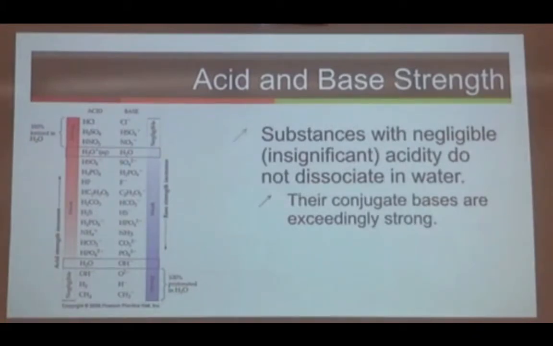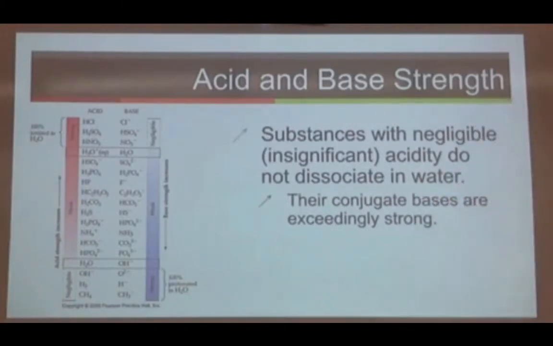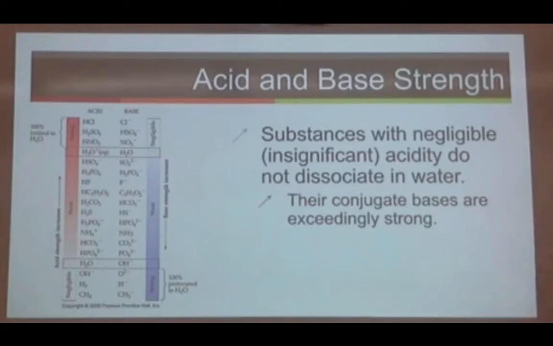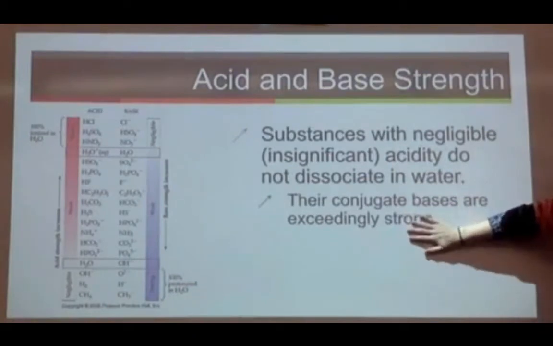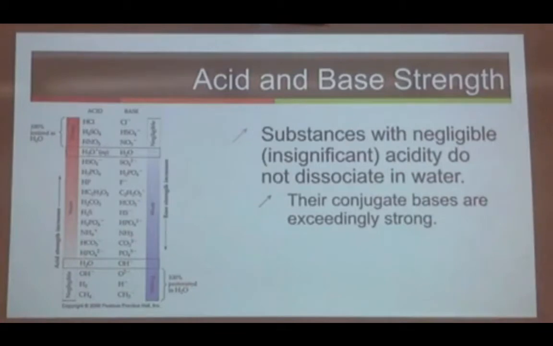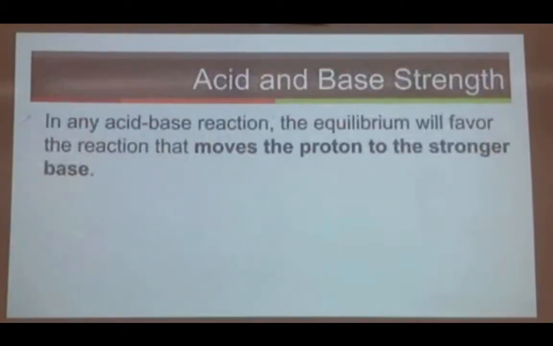Now, if we have a substance with negligible acidity, negligible means insignificant. So negligible acidity means it's neutral. If we have a substance that's neutral, it's not going to dissociate. Well, its conjugate base is strong. So notice we have neutral, strong. So we have one of two pairings: strong and neutral, or weak and weak. We're going to keep looking at this as we go through examples. Again, strong and neutral or weak and weak.